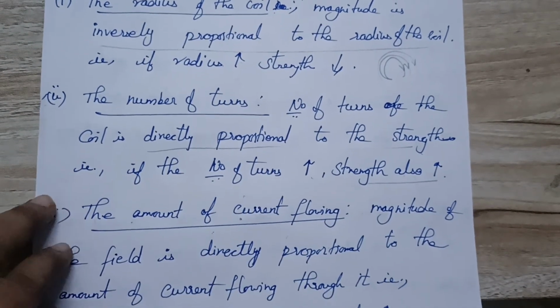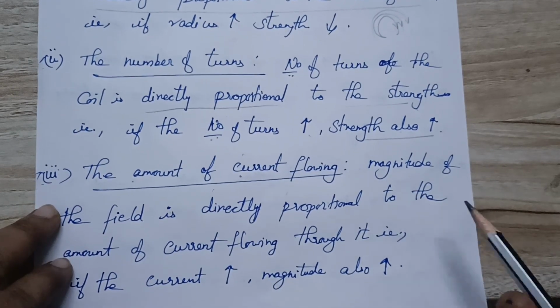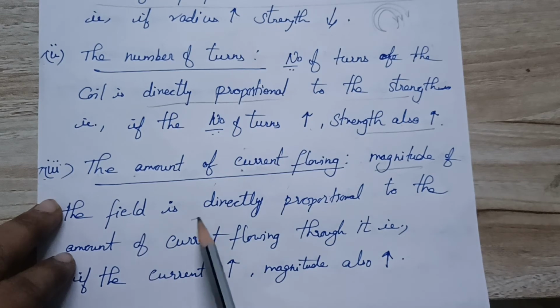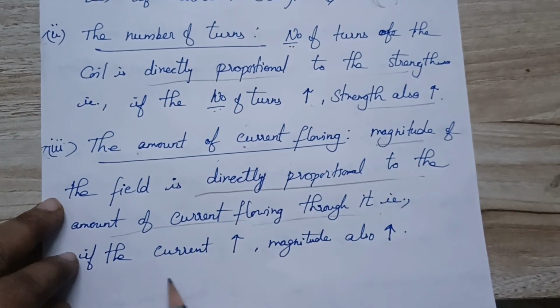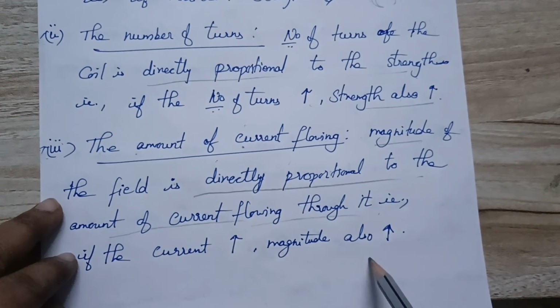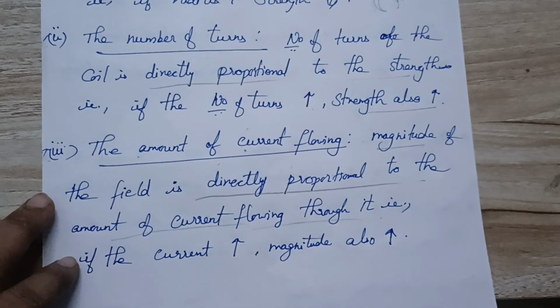Next, the amount of current flowing through it. We know that it is directly proportional. The magnitude of the field is directly proportional to the amount of current flowing through it. That is, as the current increases, the magnitude of the magnetic field will also increase.